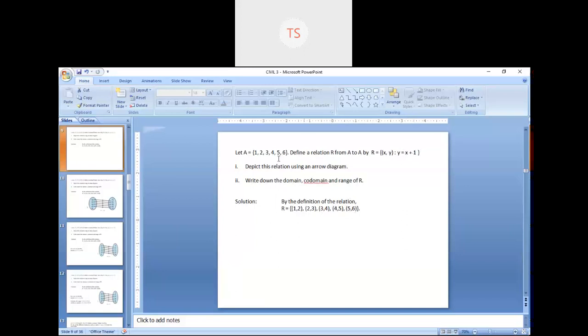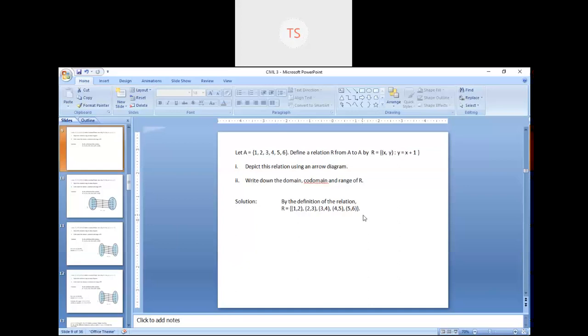Up to 5 I have taken. Next, I will take x equals 6. Then the value of y will be, yes, anyone tell me? When x is equal to 6, what is the value of y from this relation? 7. Okay. But why have I not taken that particular example 6, 7? I have taken only up to 5, 6. I have not taken the last one, that's 6, 7. Why?